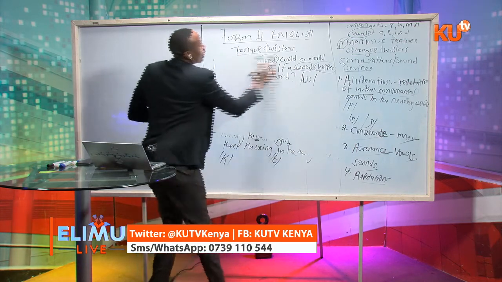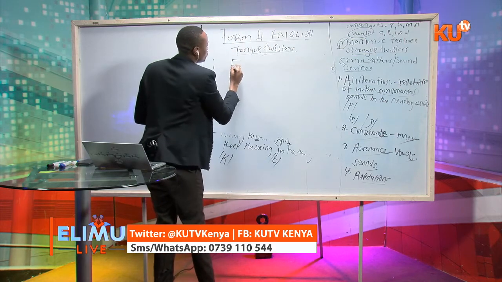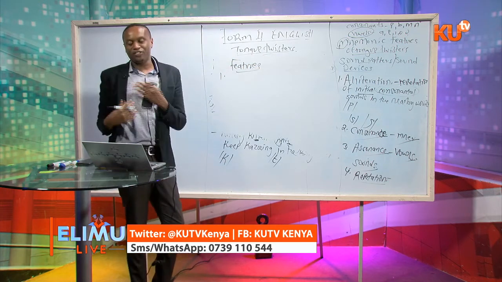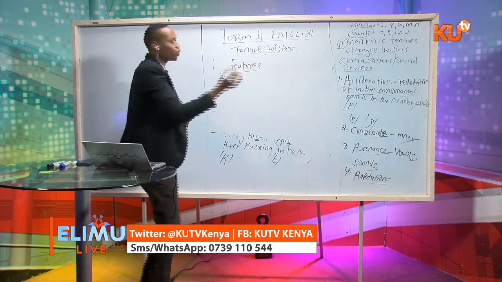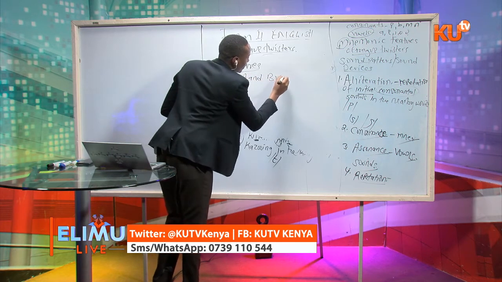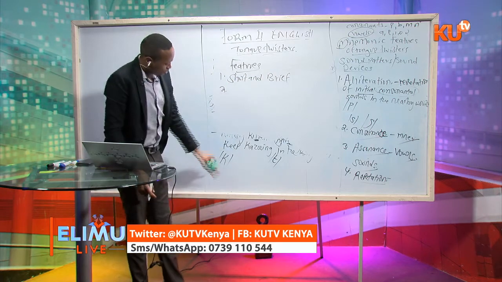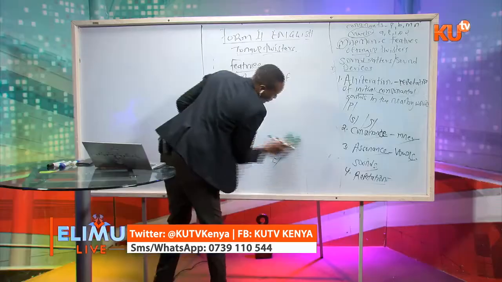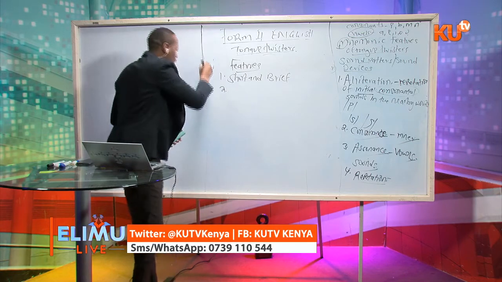So we now want to talk about the features. Those were the mnemonic features. Now, there are just two features of tongue twisters. One of the main characteristics of a tongue twister is that it is not long. It is short and brief. A tongue twister is normally short and brief. You can see all those examples that we have given here. They are very short, so that at least you are able to pronounce them.